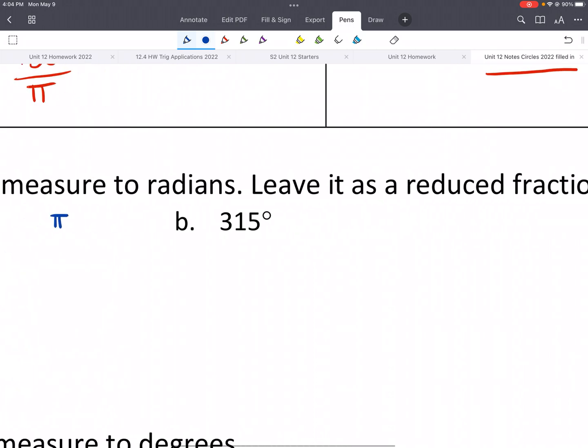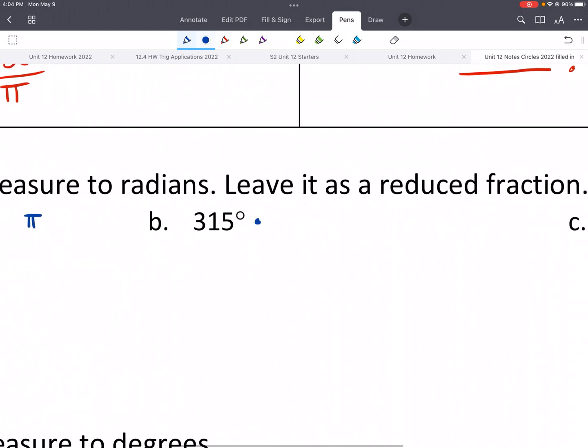Okay, so let's try another one. Again, we'll multiply it by the radians, so pi radians over 180 degrees. So again, we're going to have the pi. We just need to simplify the fraction. So 315 divided by 180. Here I get 1.75, but I want to change it to be a fraction, so that would be 7/4.